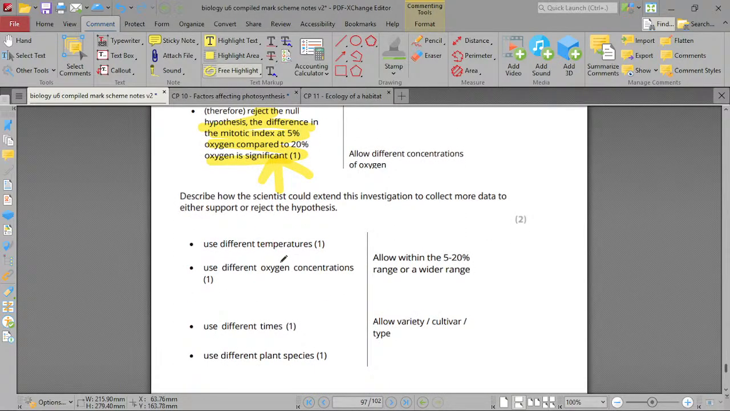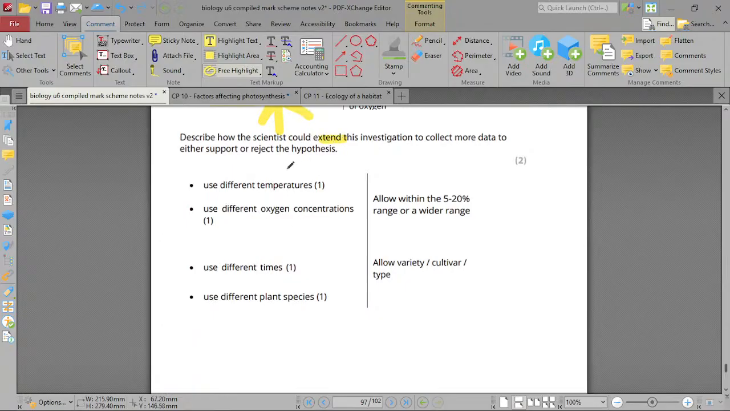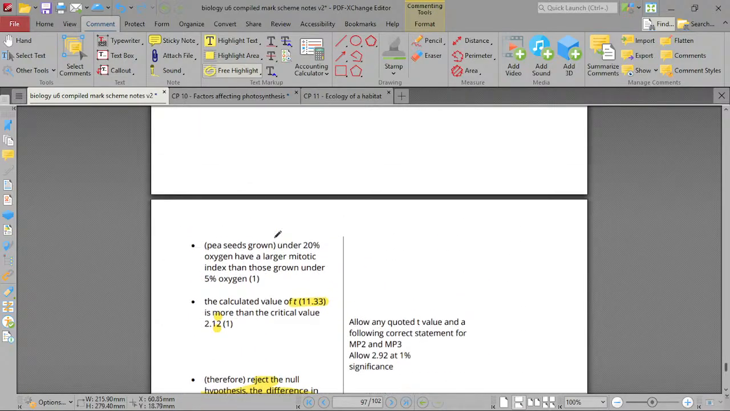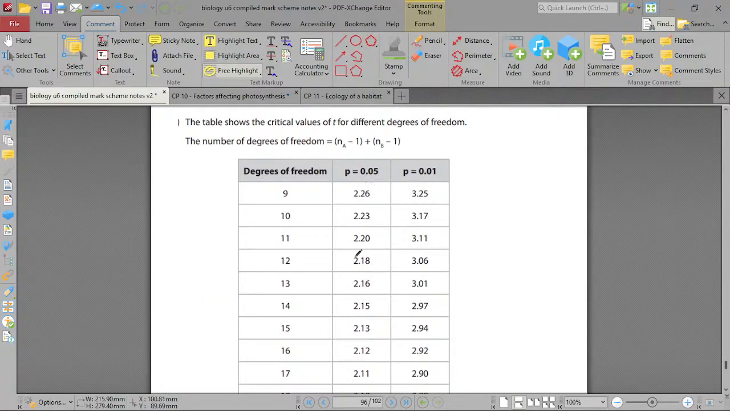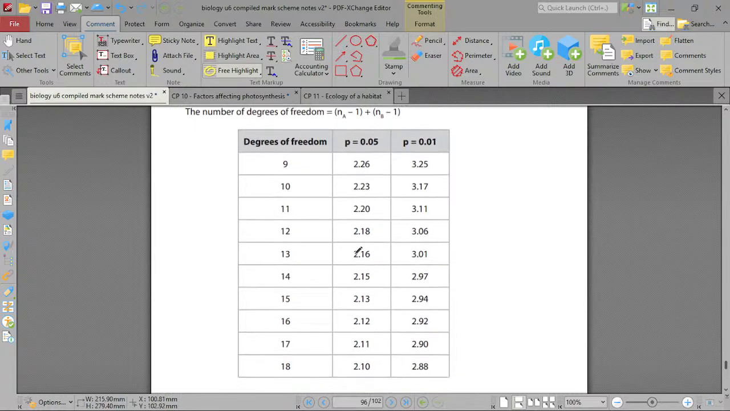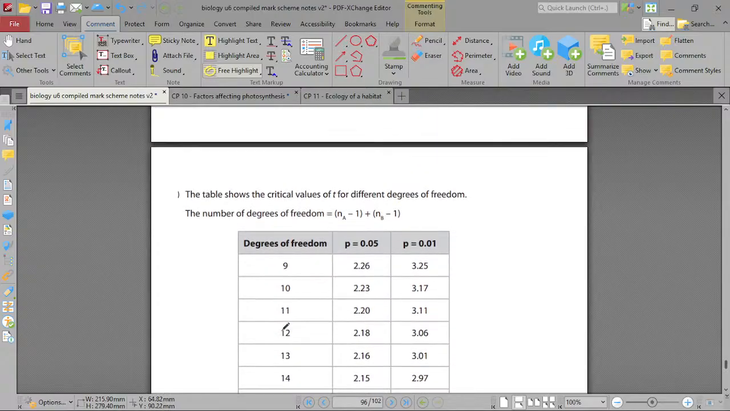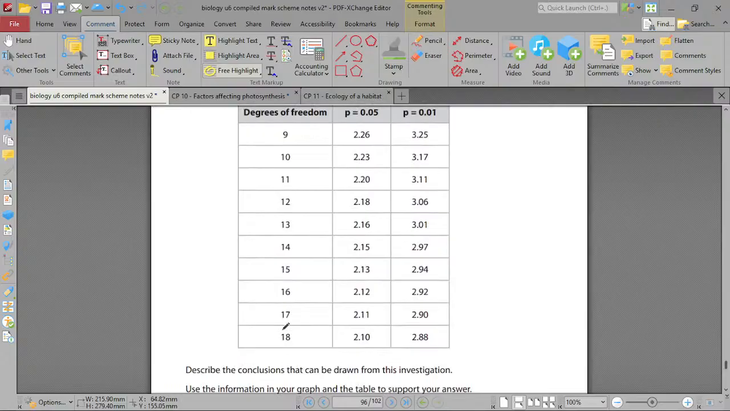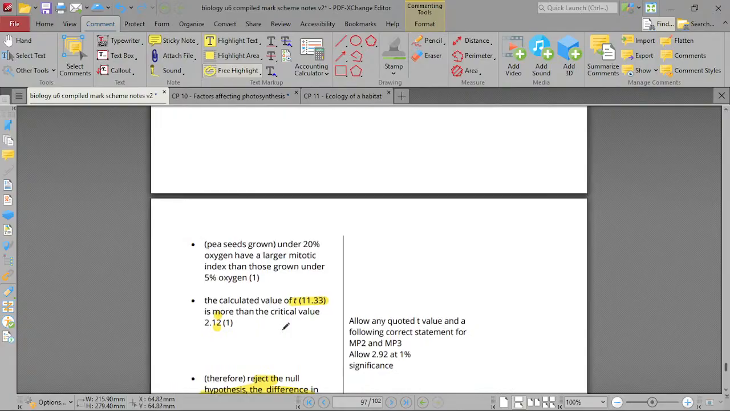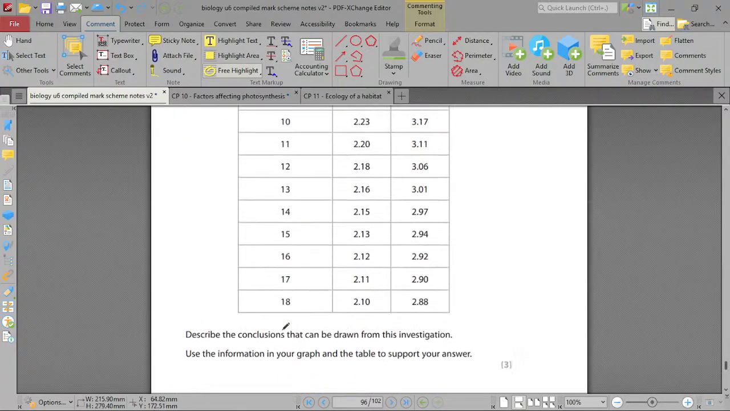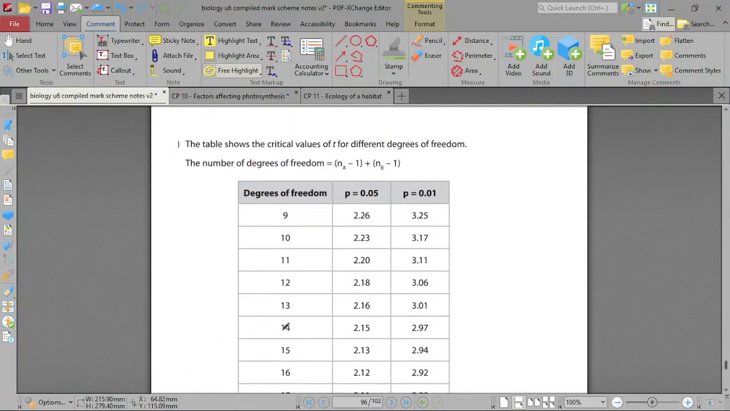Well, how to extend the investigation. Okay, wait, so what is it? Grown under 20 have a larger mitotic index than those grown on. You can see probability is 0.05%. I mean, oh, it's unlikeliness, right? See that it's higher in 9 than it is as you go lower down. How do you tell that?